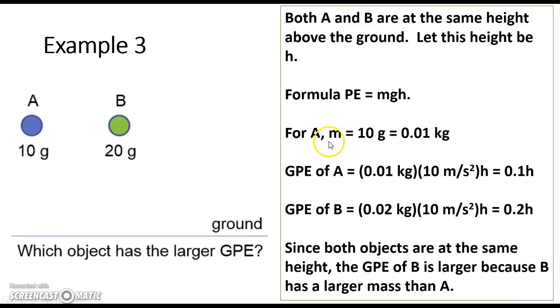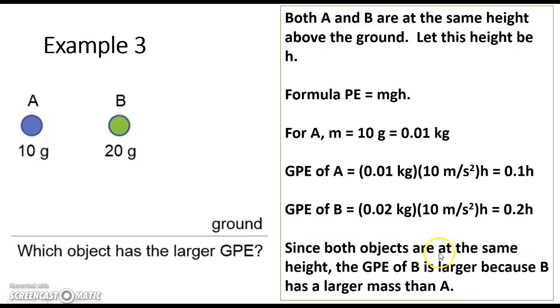For the mass of A, mass is 10 grams, which equals 0.01 kilograms. So we substitute this value in the formula for the gravitational potential energy of A. Here we have mass is this, g is this, and we let the height be h. So the PE in terms of h is 0.1h. And of course, for B, since the mass is twice that of A, I expect that the gravitational potential energy of B is 0.2h, which is twice that of A.